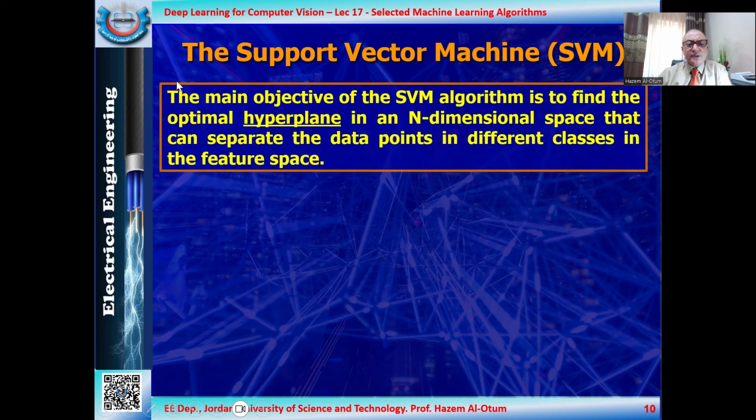Here is how it works. The main objective of the SVM is to find the optimal hyperplane. We'll see this on the next slide. Here, we usually have the data given in n-dimensional space, and we try to separate the data points into different classes, for example in the case of classification, according to the feature space, not according to the data space.